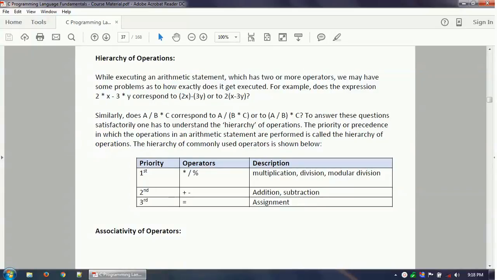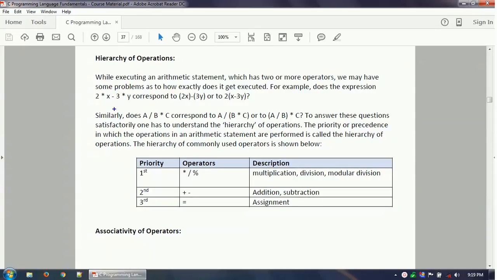Hello. Continuing from our previous tutorial where we were discussing the operators. So here in this video tutorial we'll discuss two basic and very important aspects of operators. One is the hierarchy of operators, which is sometimes called precedence of operators, and then the associativity of operators. So let's start with hierarchy of operations.